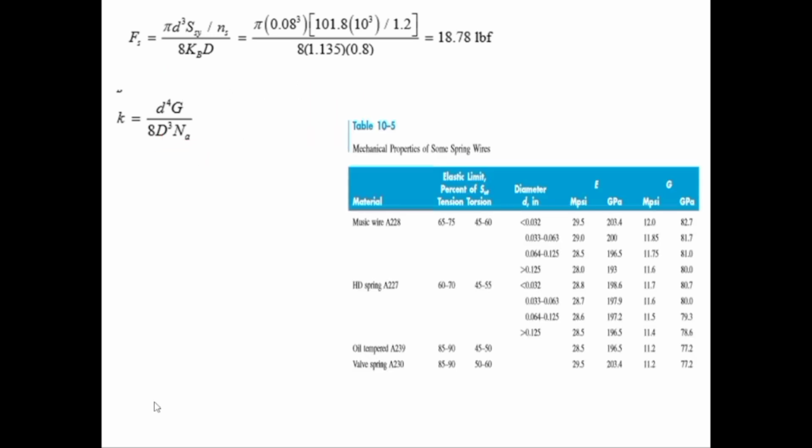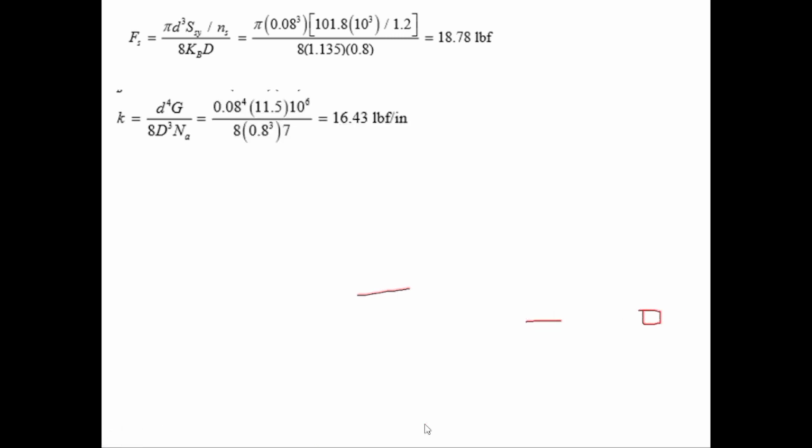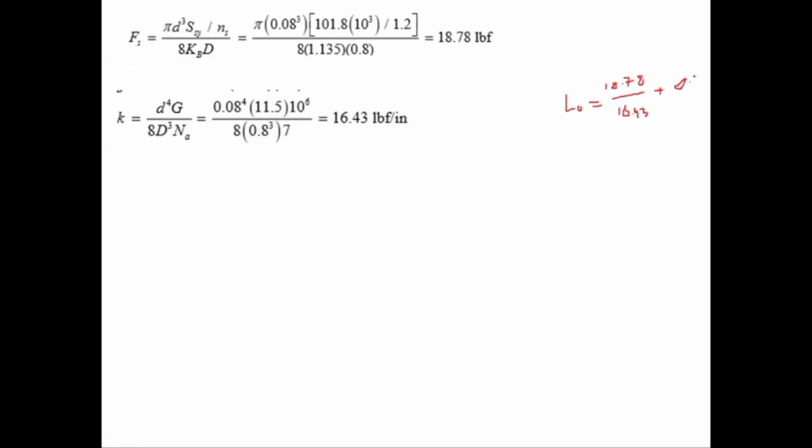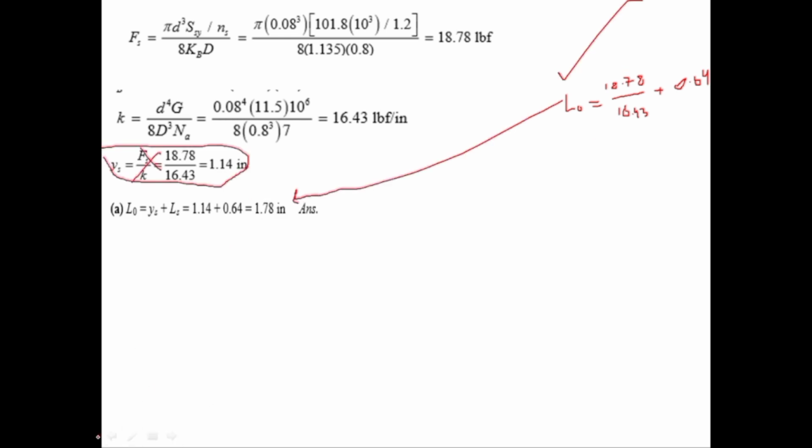For hard drawn spring, our diameter is in this range, which is 0.08. So the G value for it will be 11.5. Putting the values will give you K equal to 16.43 lbf per inch. So L naught is equal to 18.78 divided by 16.43 plus 0.64, and that will give you L naught equal to 1.78 inches. This step is not needed if you do it directly like this.